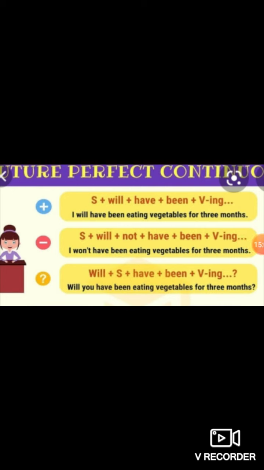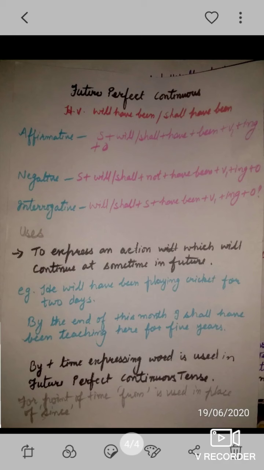The example of an affirmative sentence of future perfect continuous is, I will have been eating vegetables for 3 months. Example of negative is, I won't have been eating vegetables for 3 months. And the example of interrogative is, will you have been eating vegetables for 3 months? As far as structure is concerned, I have cleared everything. Now we will discuss the usage.